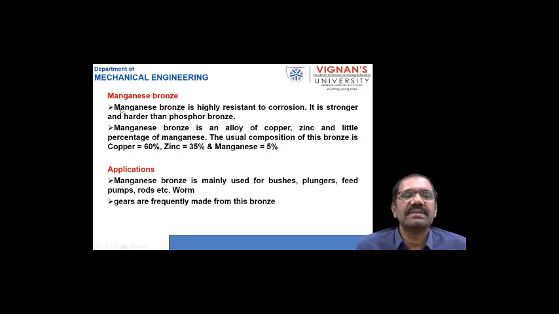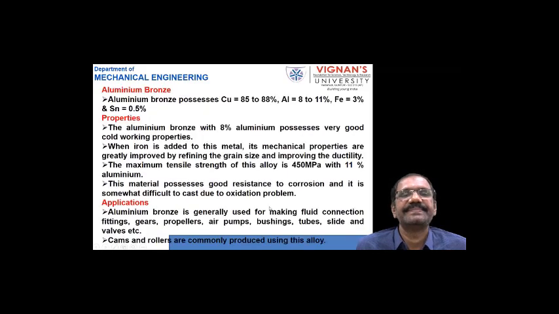Applications of manganese bronze: it is used for making bushes, flungers, feed pumps, rods, etc. Worm gears are frequently made with this bronze.